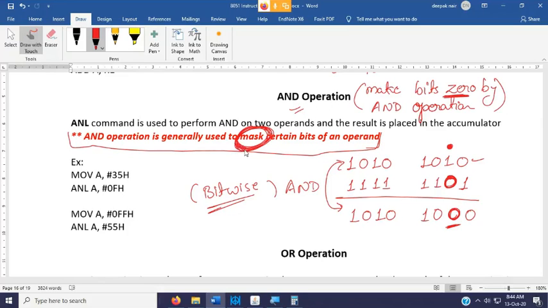So to mask any particular bit, we can use the AND operation, and we can make a certain bit or more bits 0.